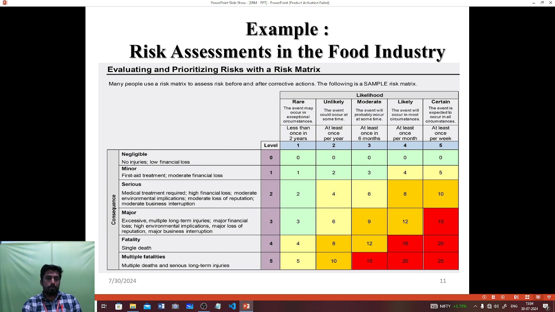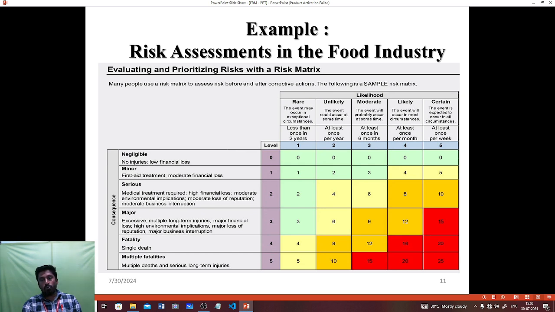Then the second one is minor. It involves first aid treatment or moderate financial loss, so the likelihood activity changes a little. The level is 1 for the 2 years case. For unlikely, the event occurs sometimes and takes more time, so we give a risk assessment level of 2. At least every 6 months, it will probably occur at some time, so the level is 3.